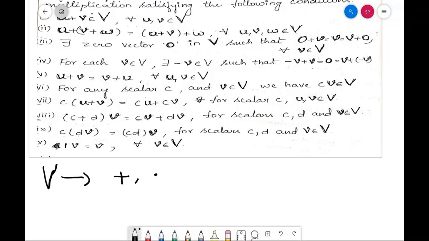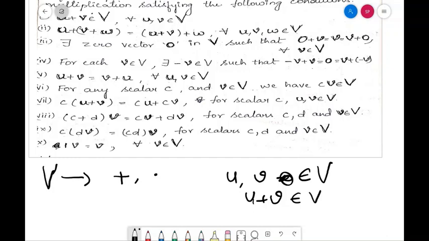So the first condition is that u plus v belongs to V for all u, v belonging to V. That means if you take any two vectors u and v in the set, then the sum u plus v should also be in V. We call it a binary operation, or you can say vector addition is closed in V.